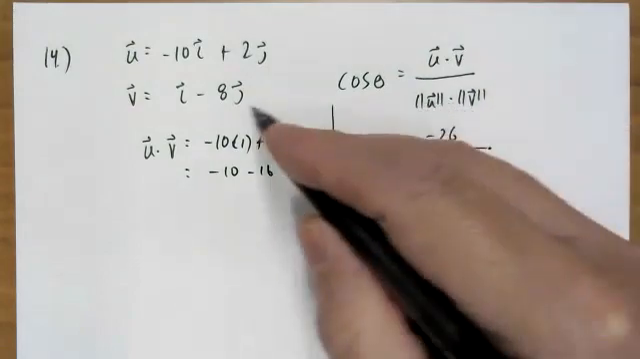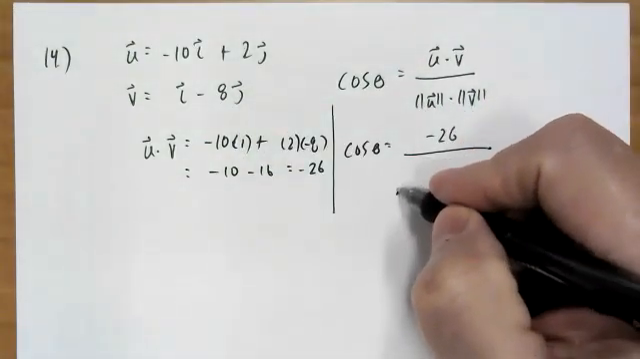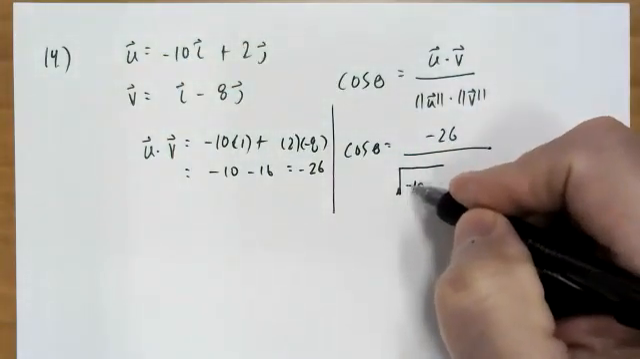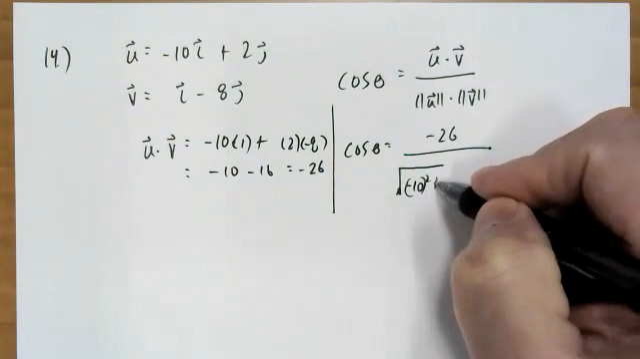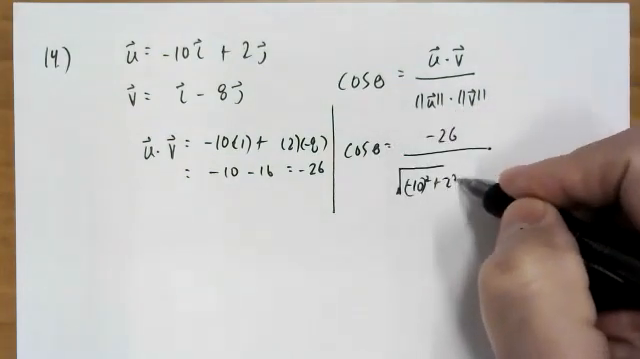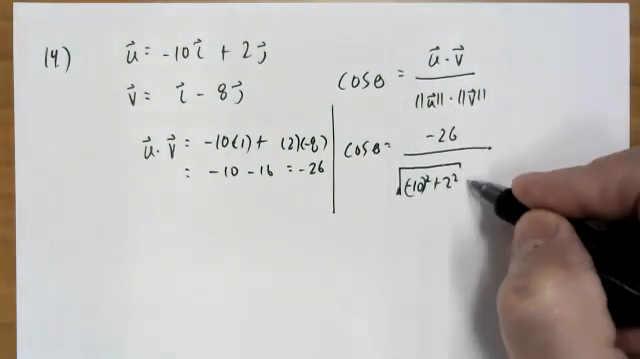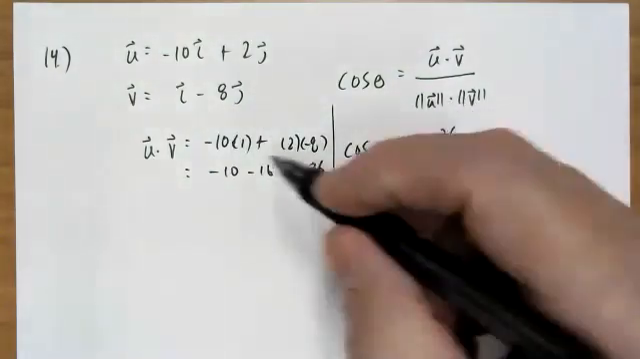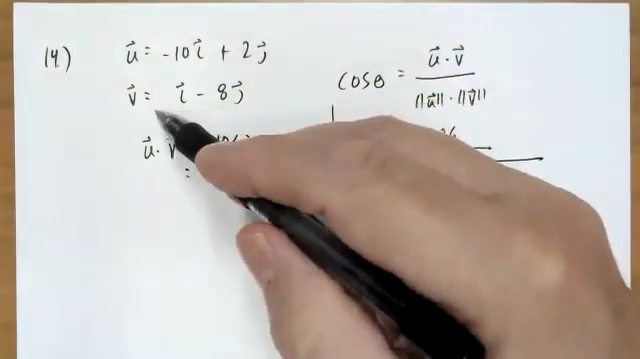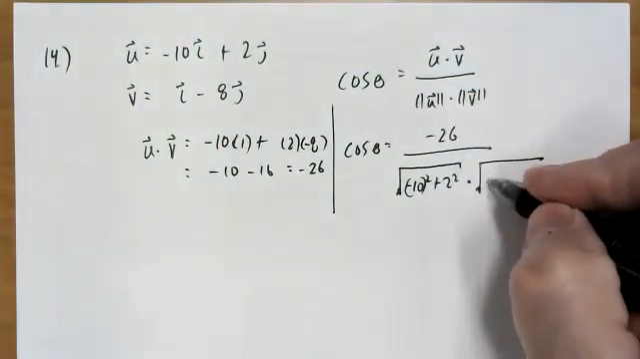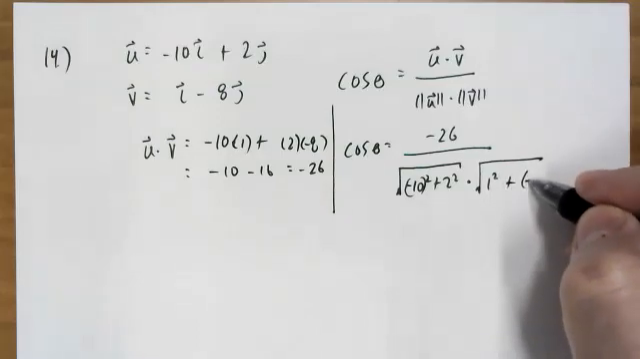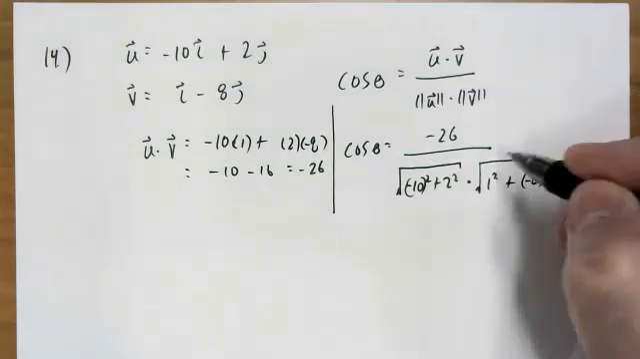So the magnitude of u, we've done that before, right? So you just take the square root of negative 10 squared plus 2 squared, square root of the whole thing, times the magnitude of vector v, which is going to be 1 squared plus negative 8 squared.